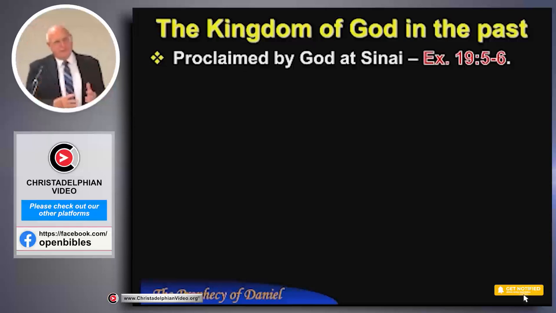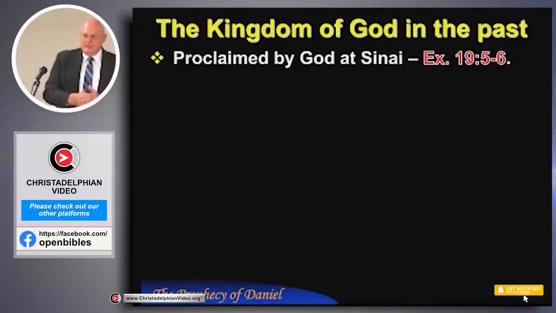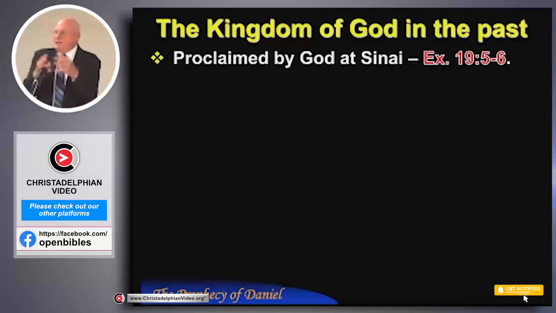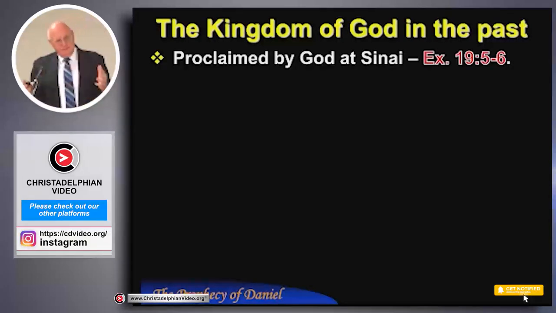So the kingdom of God in the past was proclaimed by God at Sinai. Now, I'm not going to take you to these references, but they are quite important in the scheme of things. In Exodus chapter 19, verses 5 and 6, Yahweh takes Israel as his wife, as his bride, at Sinai. And he declares them to be a peculiar people, a special nation, a privileged nation, and he calls them a kingdom of priests. That's when the kingdom of God was established on the earth. Now, of course, it related only to Israel. Ultimately, of course, it's going to be universal.